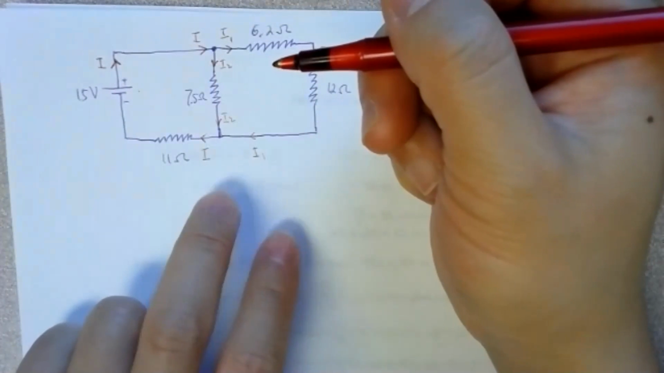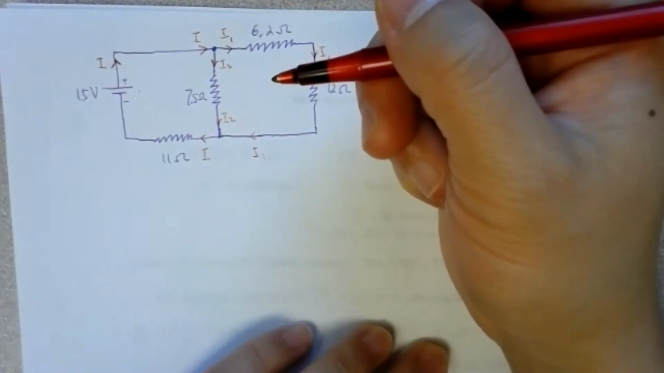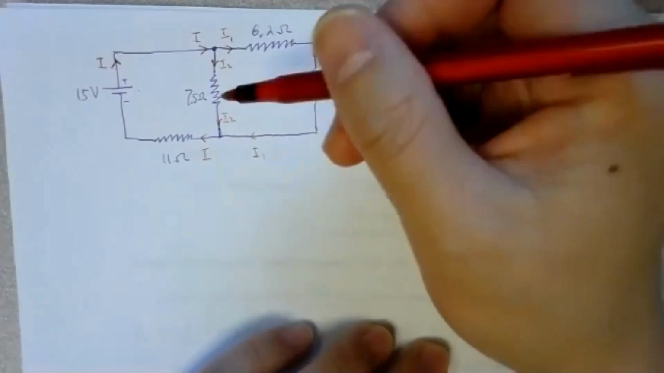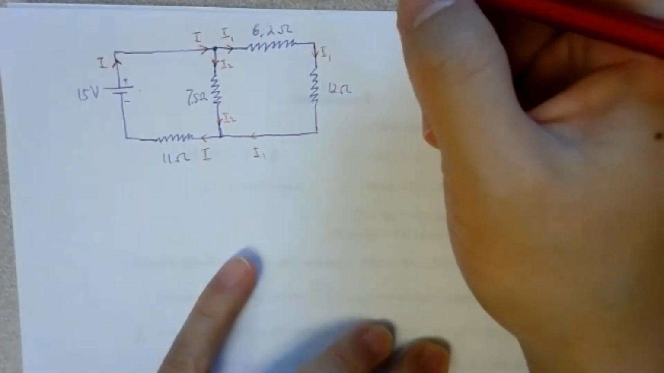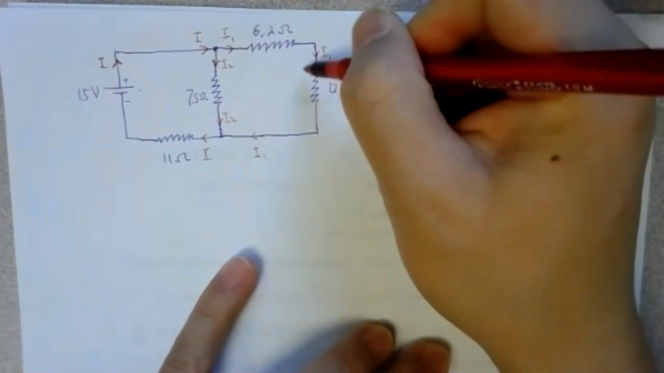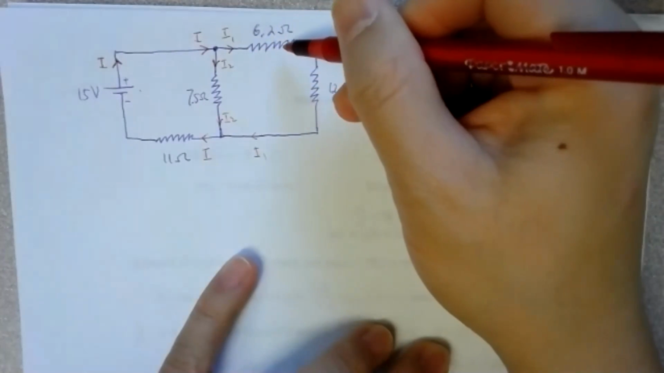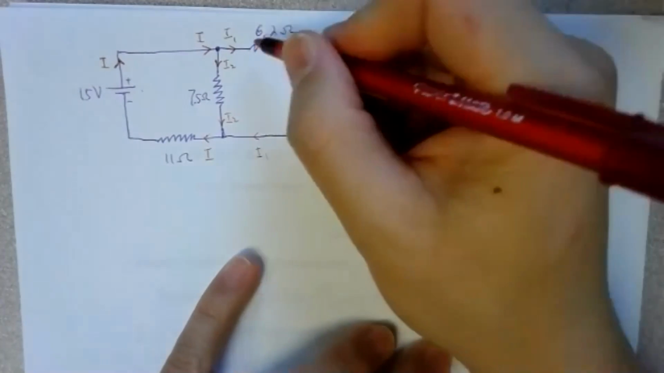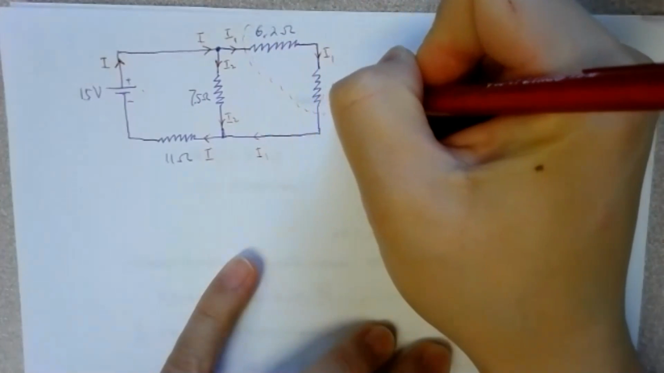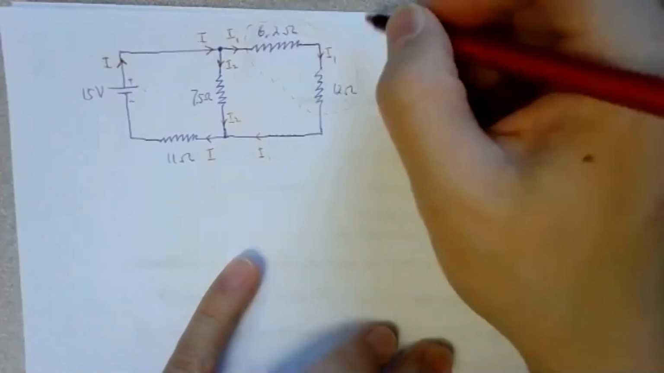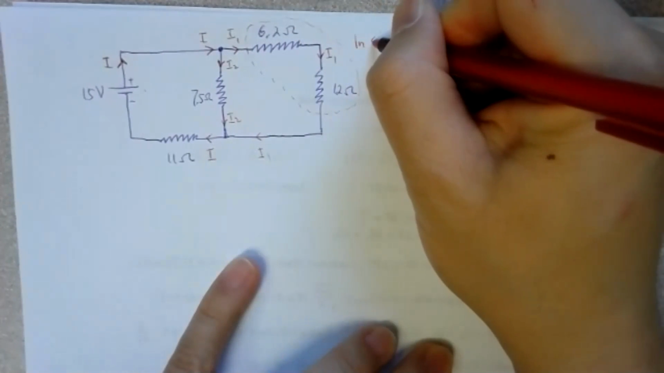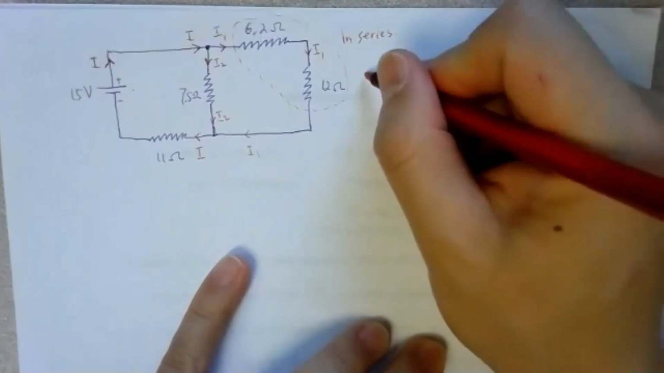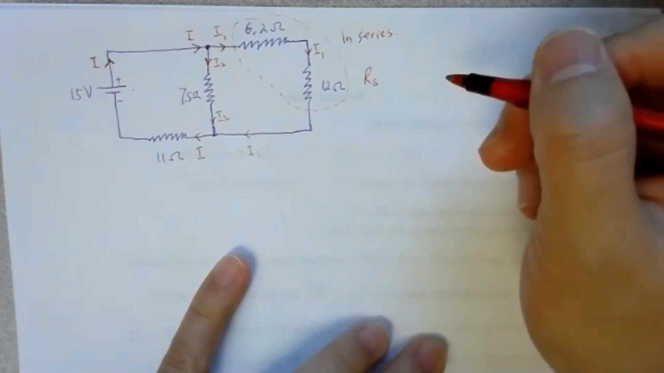So you can indicate the current going through each of the elements to see if they are in series. If you do it this way, it shows clearly that these two are sharing I1, right? So the 6.2 ohm and 12 ohm resistors have the same I1. So these two are in series to each other, and you can replace that part with an RS, R in series.